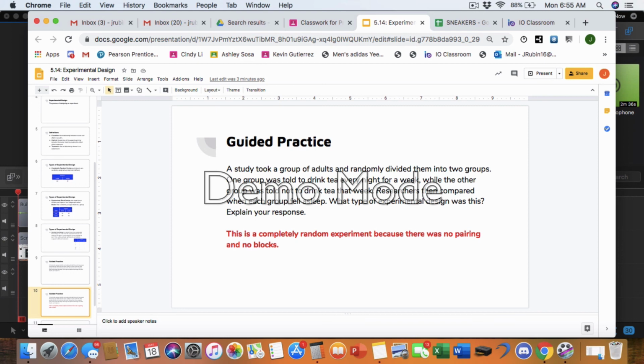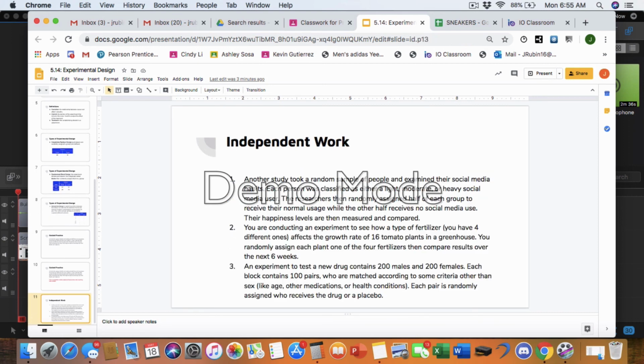Let's see what happens. So, three problems, three scenarios. Again, all you're going to do is describe which experiment was done and explain why.